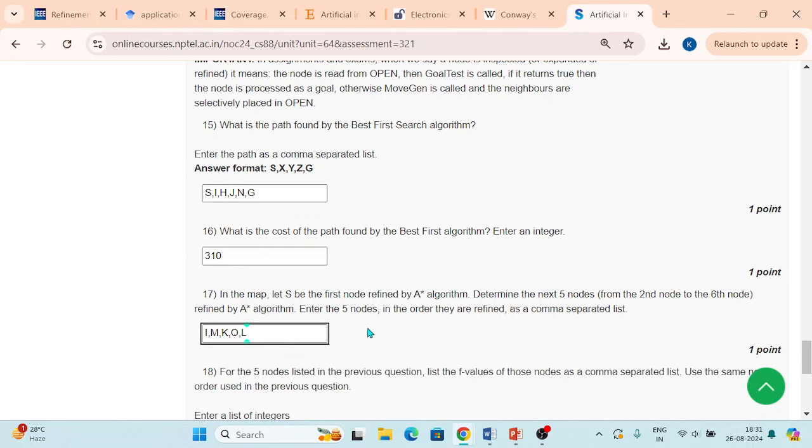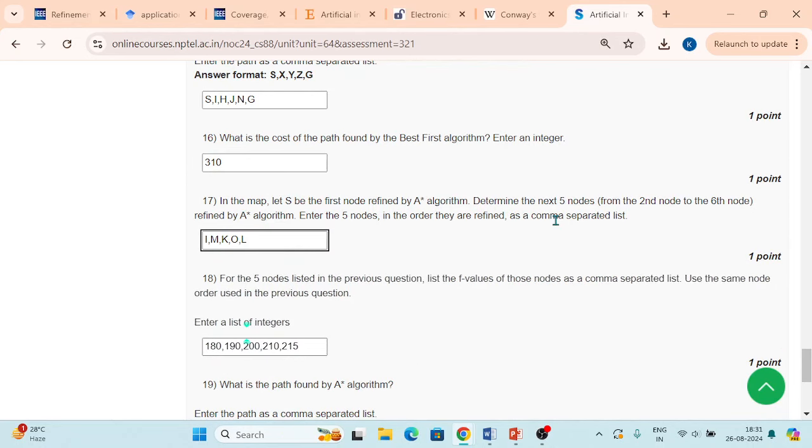And in the A star, they are asking us to write the first 5 nodes, from the second node to the sixth node. They didn't ask anything about the path. So I, M, K, O, L are the nodes visited by A star. Follow the same procedure we discussed in the last questions. Now they are asking us to write the F values. F values means g of n plus h of n, whatever we wrote.